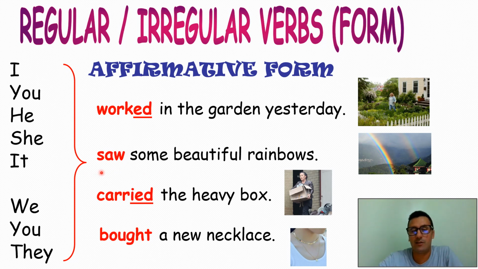Alors, to see, au passé, c'est saw. So, I saw some beautiful rainbows. To carry, à l'infinitif, c'est to carry, à la fin, y. Carried, I carried the heavy box. Bought, donc le verbe c'est to buy, B-U-Y. Au passé, c'est bought. I bought a new necklace.